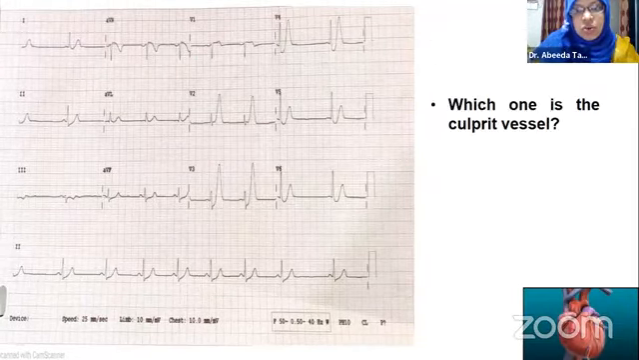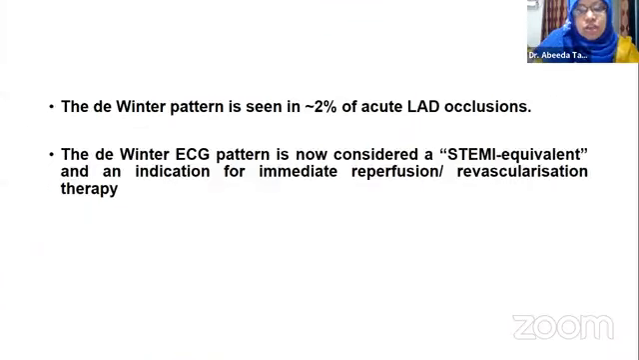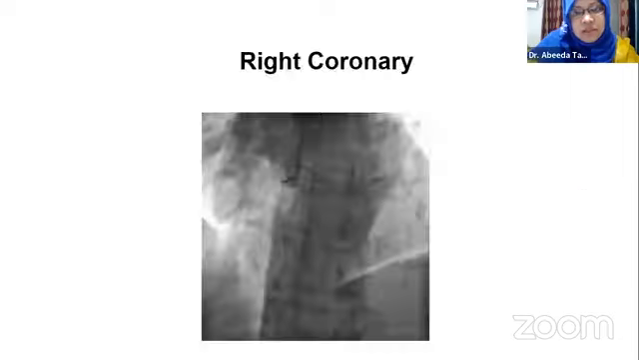So which one is the culprit vessel in this case? According to the literature, the De Winter pattern is seen in 2% of acute LAD occlusions, and it is now considered a STEMI equivalent and an indication for immediate therapy as soon as possible.